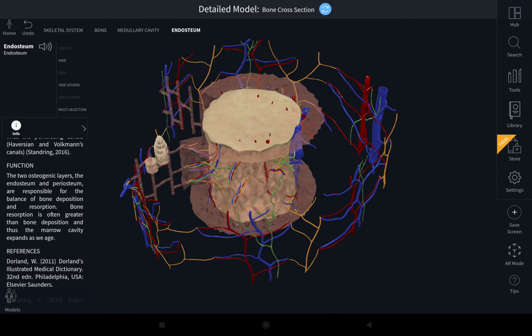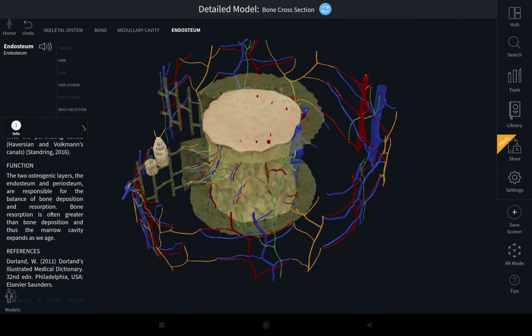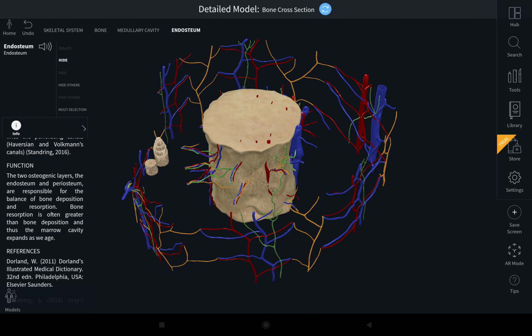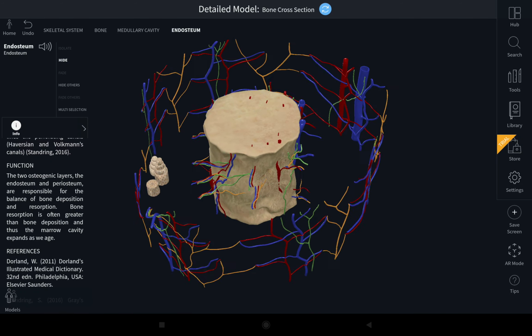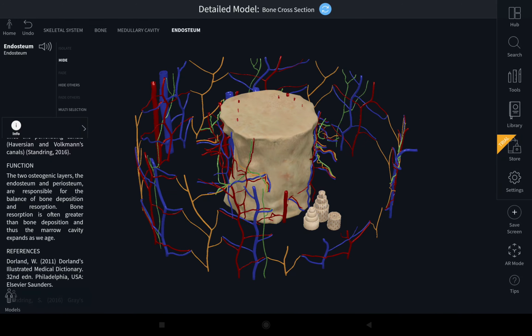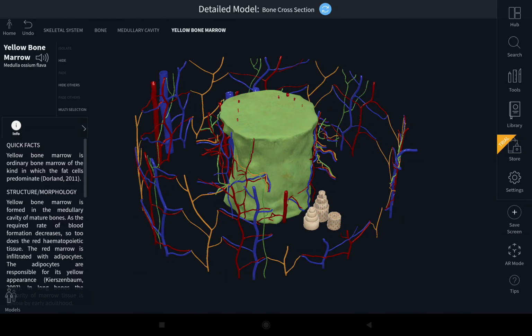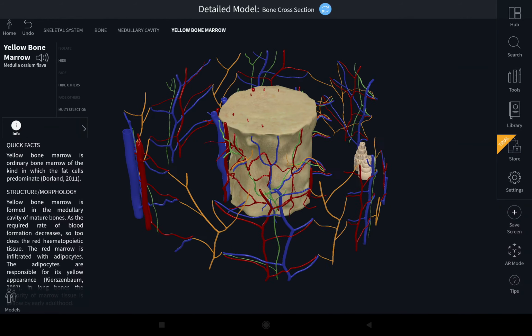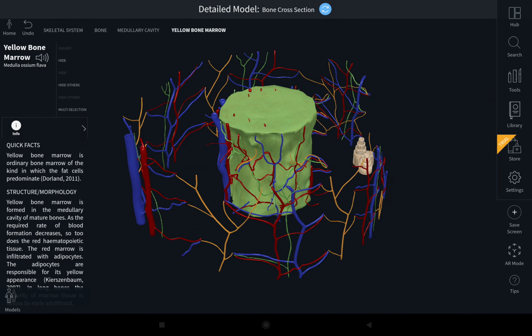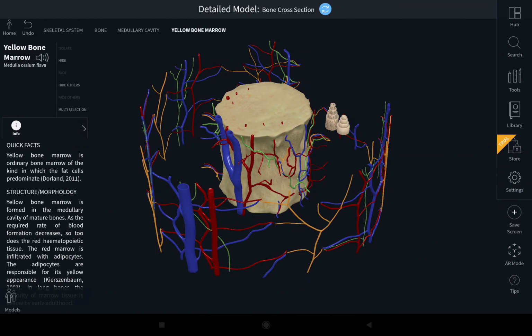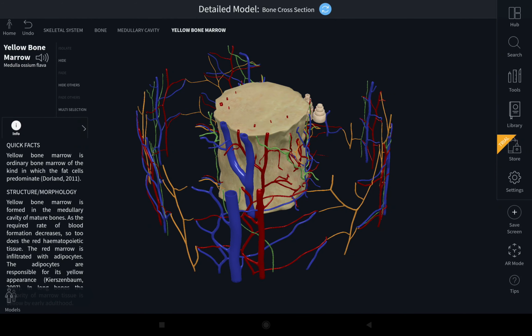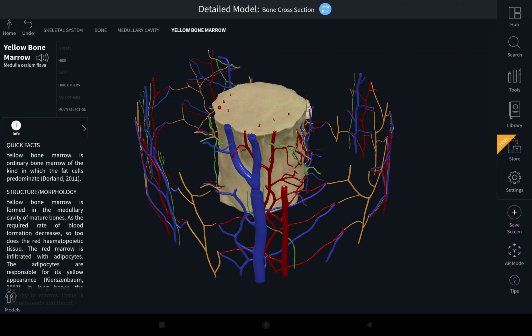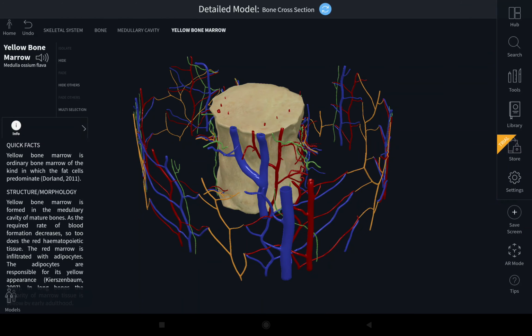Now we remove the endosteum, and now the structure we see is the yellow bone marrow. Yellow bone marrow is ordinary bone marrow of the kind in which the fat cells predominate. Yellow bone marrow is formed in the medullary cavity of mature bones. As the required rate of blood formation decreases, so too does the red hemopoietic tissue.